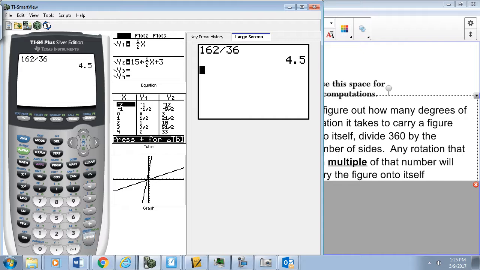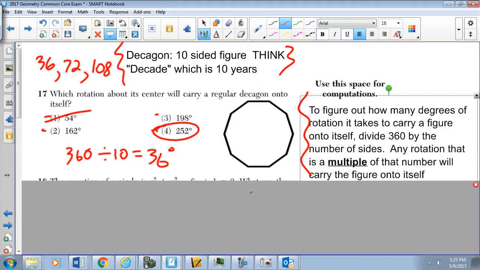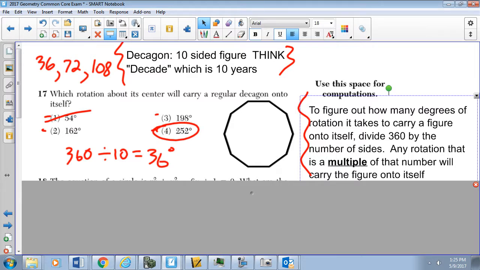Nope, that's not right. So then I'm going to do 198 divided by 36. Nope, that's not right. Then I'm going to do 252 divided by 36. There we go, 7. Okay, so our answer is 252 degrees.